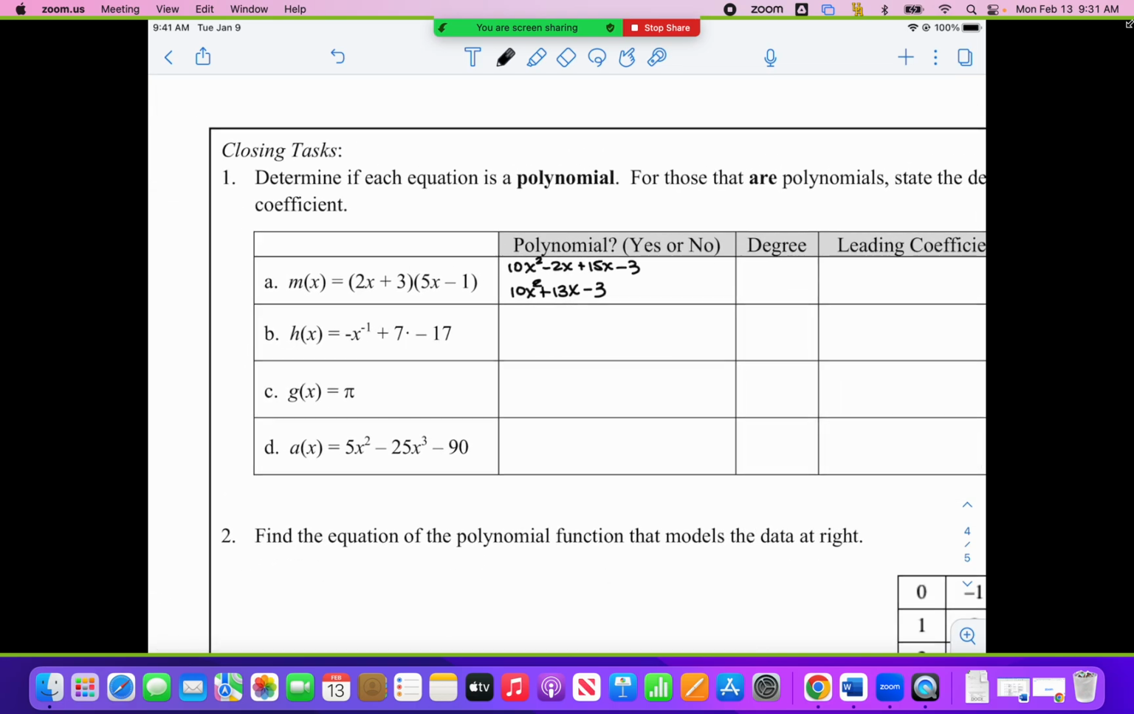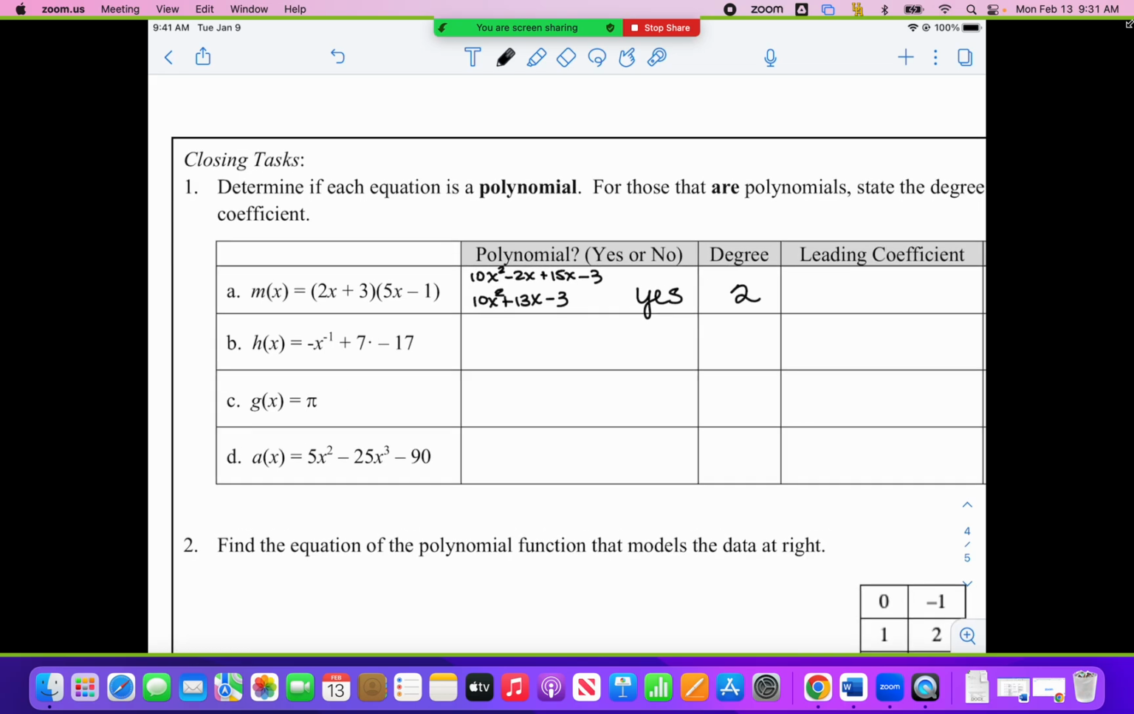So isn't this a yes? Yeah, this is actually a yes. Okay, and I'm glad to have this conversation. If it's not in general form, try and put it in general form before you decide. Okay, so that's excellent. This is excellent for us to come across. So then, Max, what's the degree?